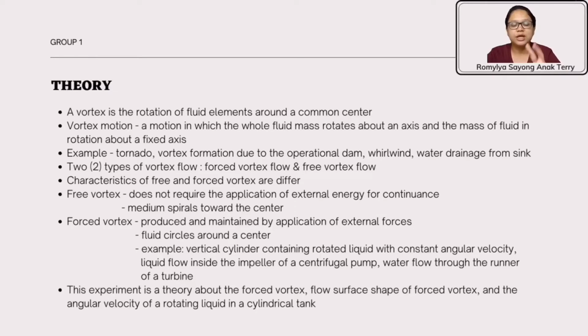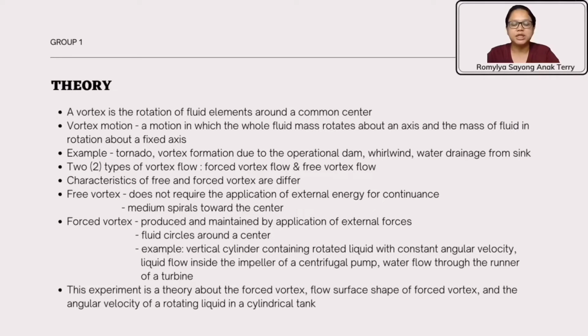There are two types of vortex flow, which are forced vortex flow and free vortex flow. The characteristics of free and forced vortex are different. A free vortex does not require the application of external energy for continuance, and it only produces medium spirals towards the center. While the forced vortex is produced and maintained by the application of external forces.